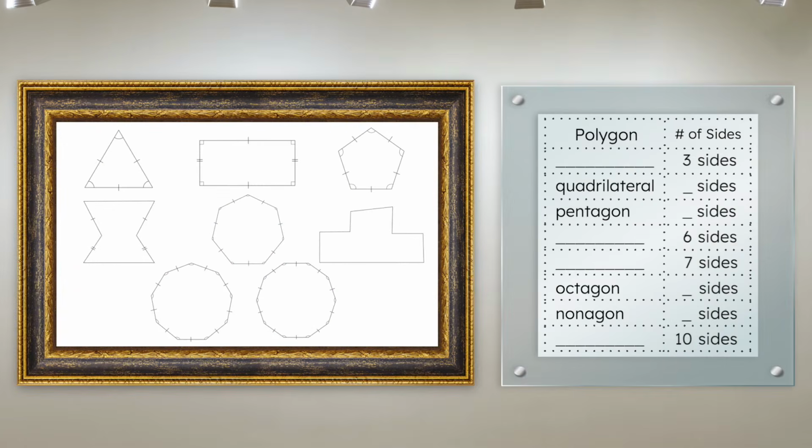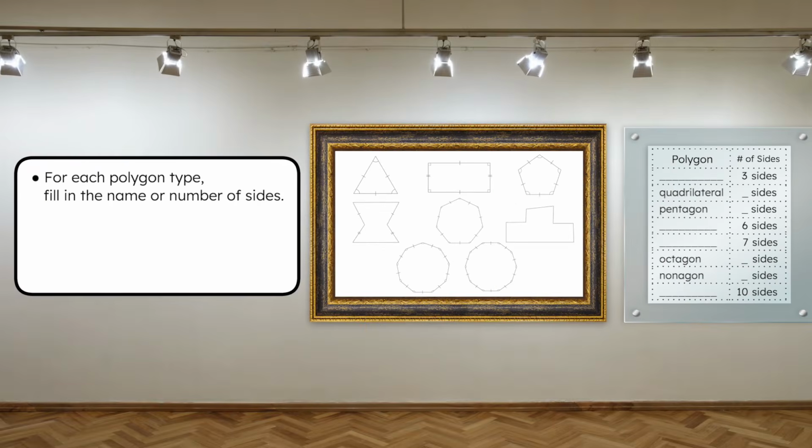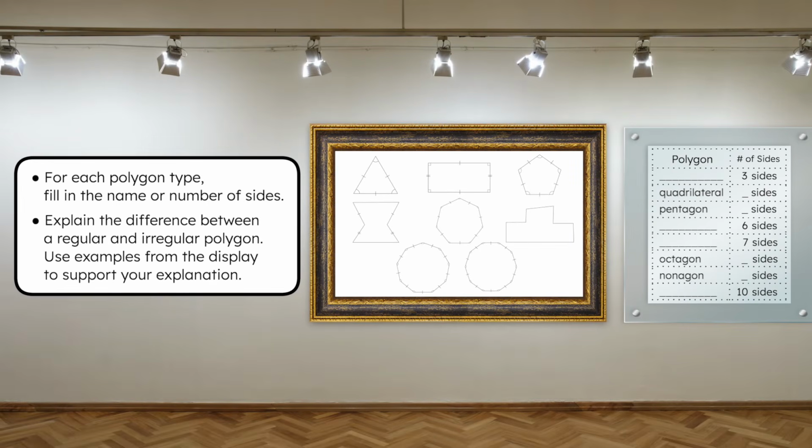Moving on to the next display, this one's all about polygons, some regular and some irregular. But the plaque is missing key details. We need to help finish the display. For each polygon type, fill in either the name or the number of sides. Then explain the difference between a regular and an irregular polygon. Use examples from the display to support your explanation. Pause the video here to add your thinking to your guided notes.